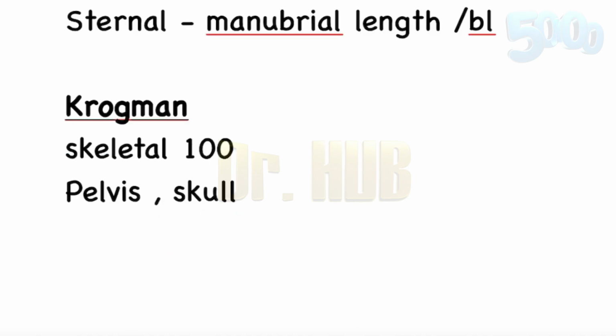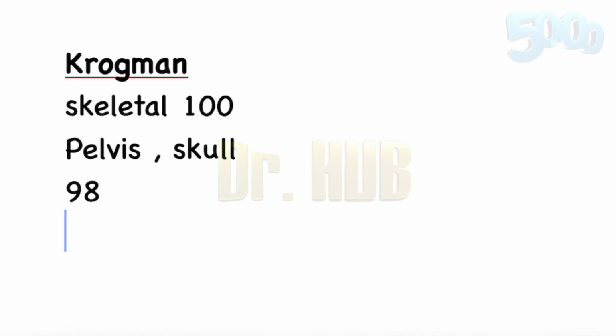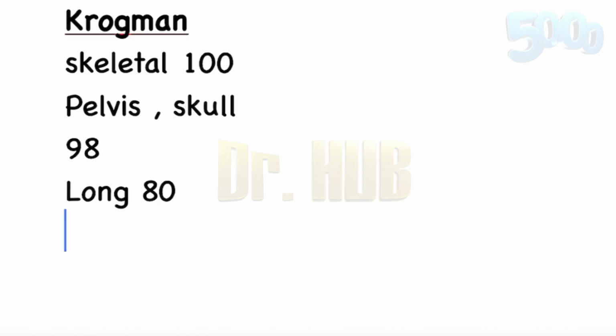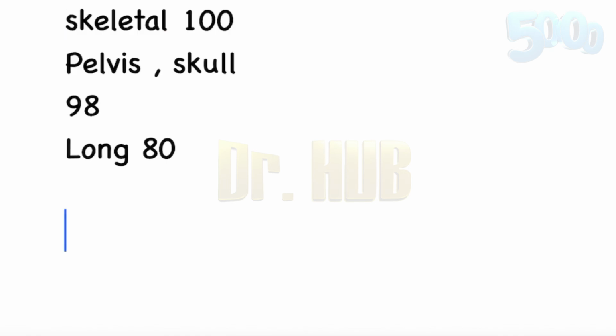And then the pelvis and the skull together amount to 98%. So 98% is where the pelvis and the skull are used for the determination. The next is the long bones. The long bones amount to just 80% of the total. Now let's move on to finding the race.